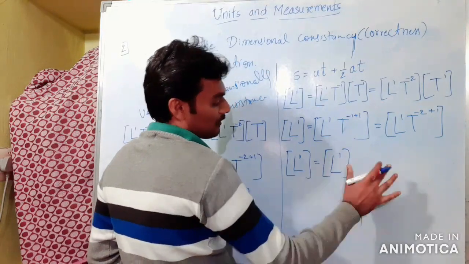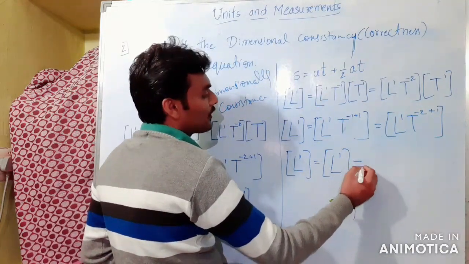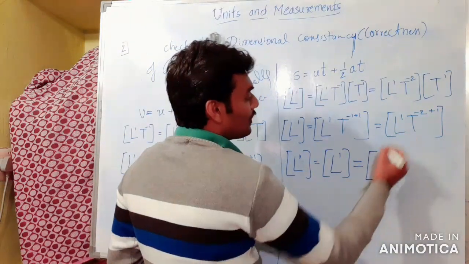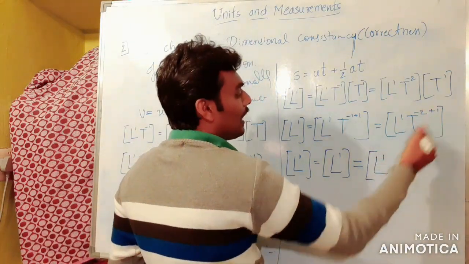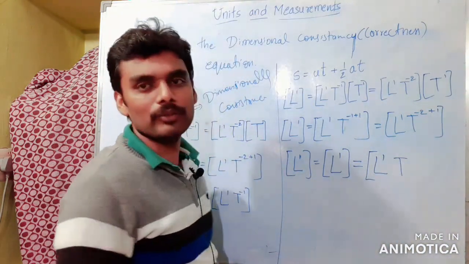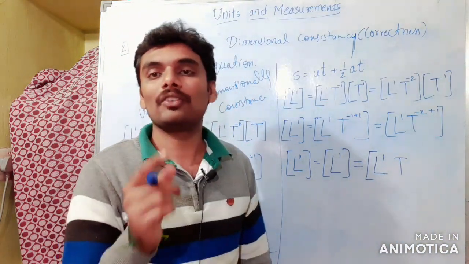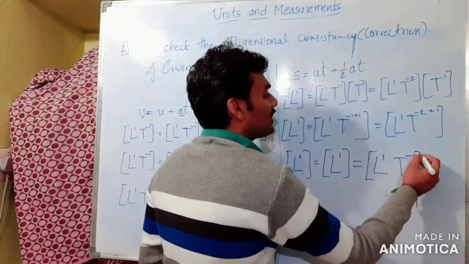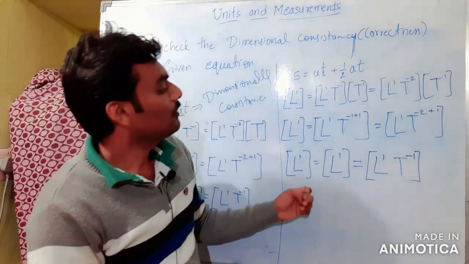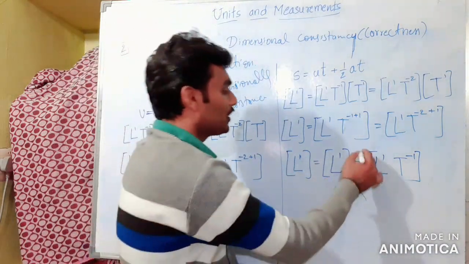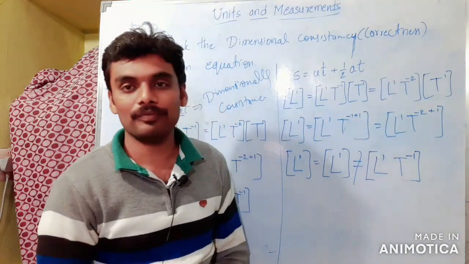So far the equation is consistent dimensionally. Now comes the last part of the equation, and here I have L1 left and T raised to minus 2 plus 1. What is minus 2 plus 1? Minus 2 plus 1 is minus 1, isn't it? So now, yes, L1 is equal to L1, but it is not equal to L1 T minus 1, isn't it?